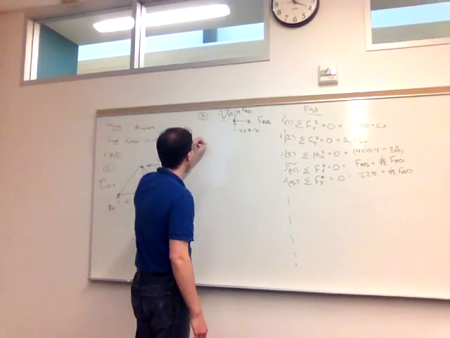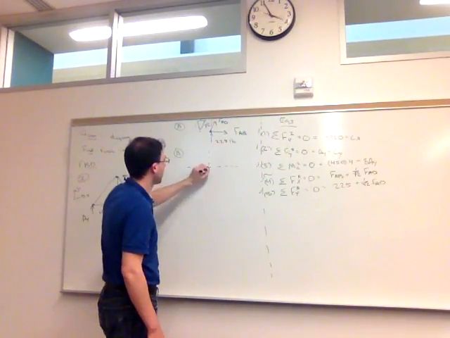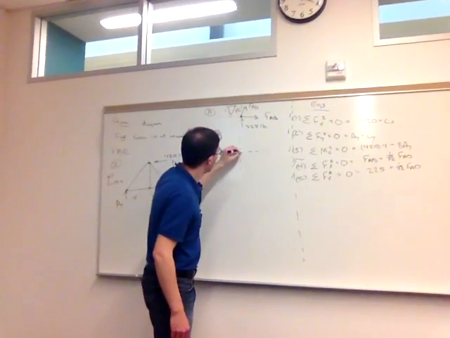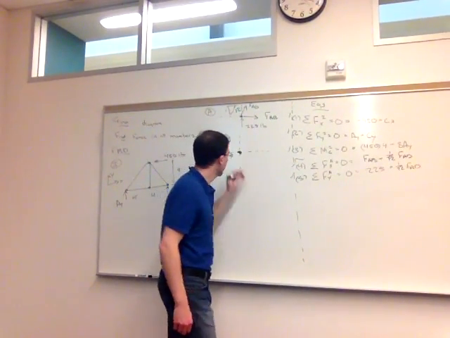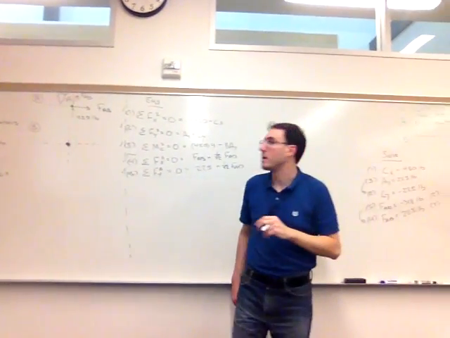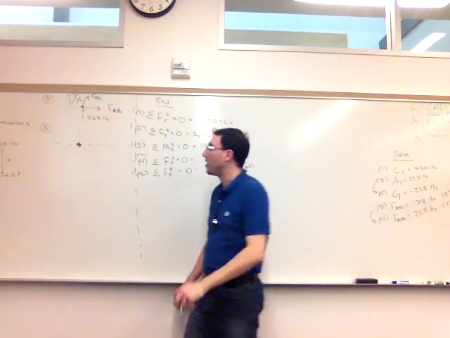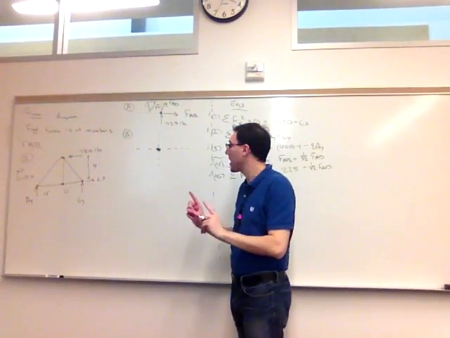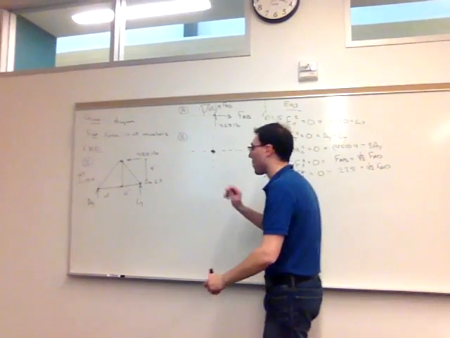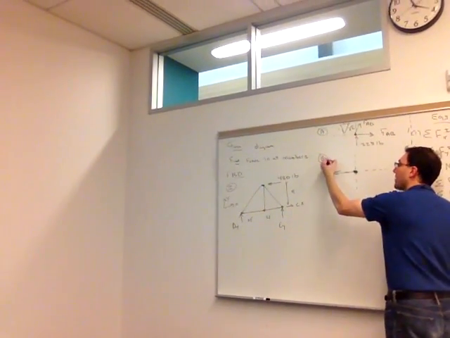So I'm going to go to B next. I'm going to model everything that's happening to B. All right, so what forces are acting on B? Force AB. Right, so FAB, and here's where you have to be careful. First of all, we're assuming tension, so in this picture, we're saying that FAB goes to the left.